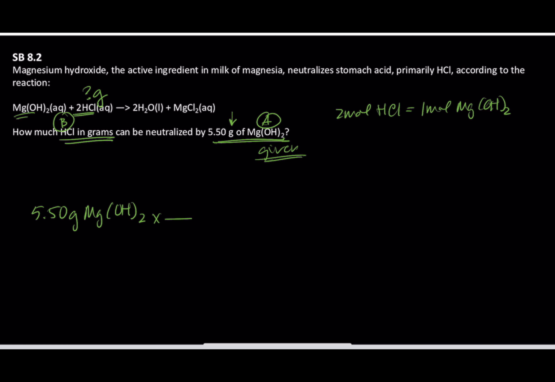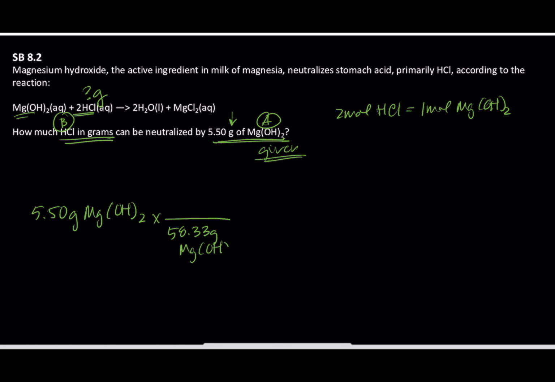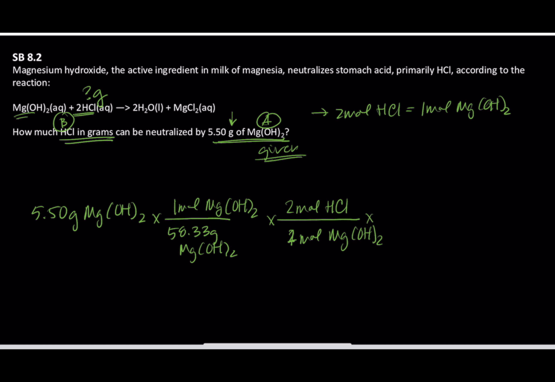All right, so we've got our given, and then in order to go from grams to moles, we will use the molar mass of magnesium hydroxide. And once we've got that filled out, because again, step 1 is grams to moles, then we know that we've got to get from moles of magnesium hydroxide to moles of HCl, and we will use our mole ratio to do that, which we've conveniently written down. So we'll just go ahead and take that and fill that in. And now we've converted to moles of HCl.